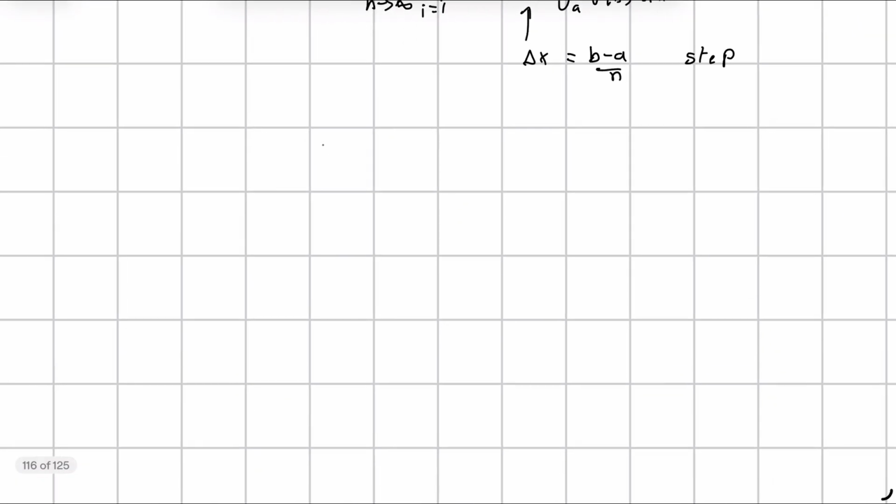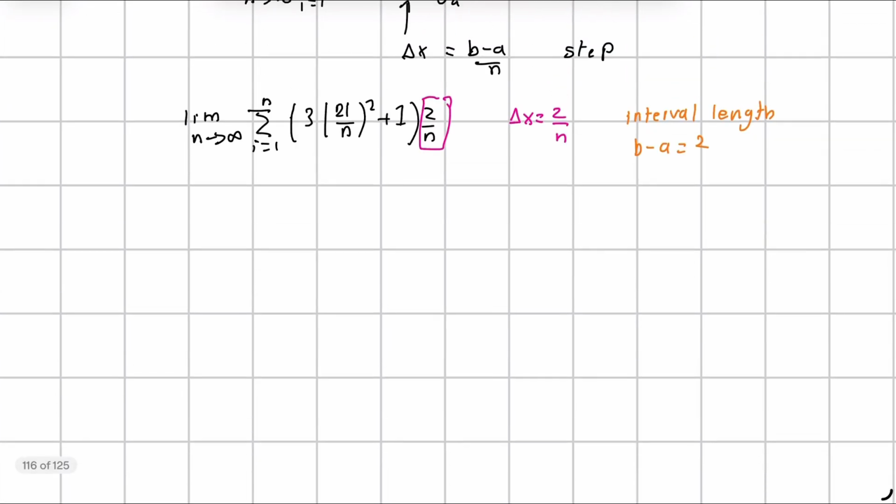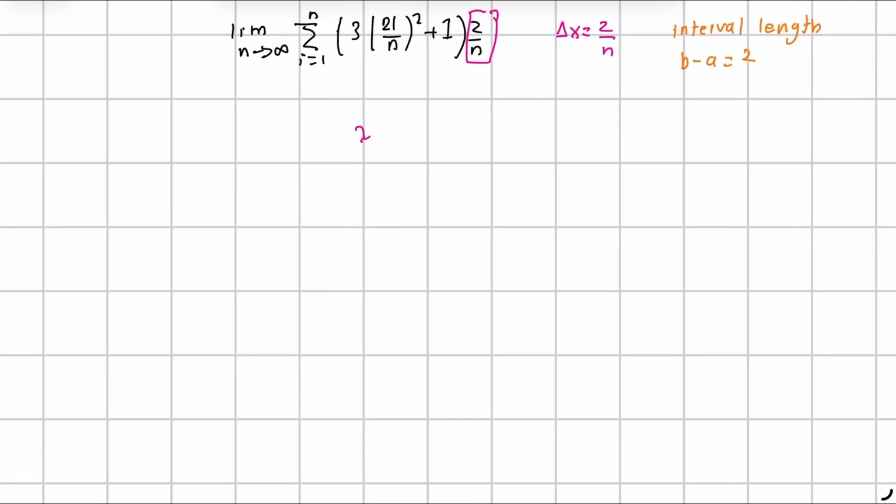So let's do an example. Let's say we have the limit as n approaches infinity of the sum from i equals 1 to n of 3 times (2i over n) squared plus 1, times 2 over n. And here we have 2 over n. 2 over n is going to be delta x. So delta x is equal to 2 over n. So how can we find our interval length? Well, we know b minus a is equal to 2, so that's going to be our interval length. And we can write x sub i. This is going to be equal to 2i over n.